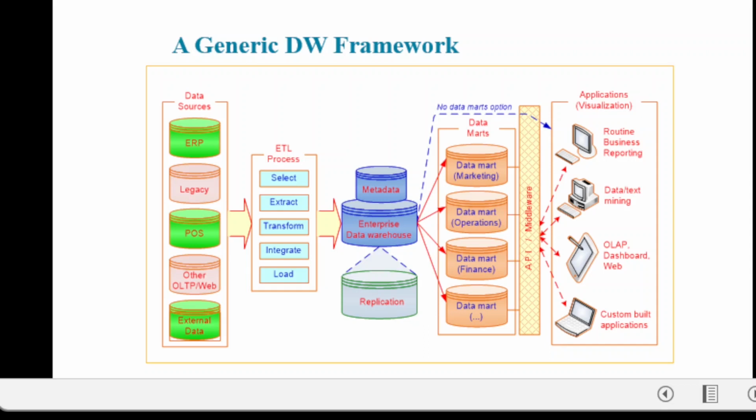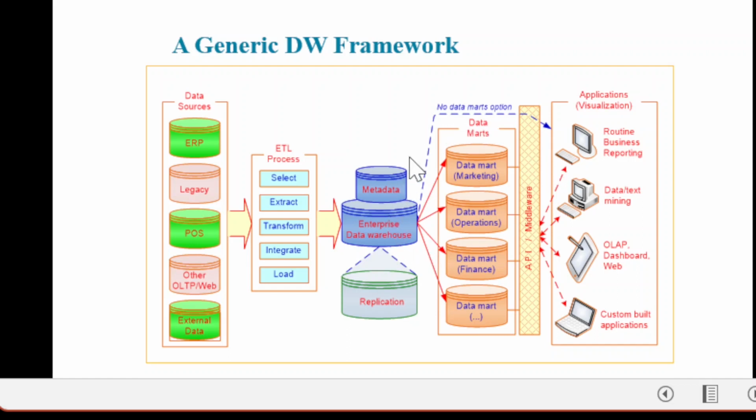And then they can also use the data from these data marts, combined with an application programming interface or middleware, to provide other applications for routine business reporting, data and text mining, online analytical processing, dashboards, web and custom-built applications. These are the users and applications of this data. They get data from the data mart as well as from the data warehouse.